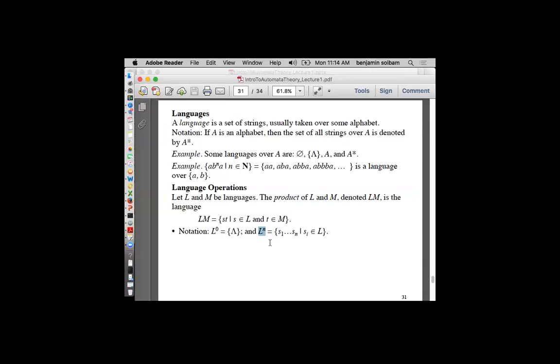You basically concatenate n words or strings from that language. Let's say the language has something like this: A, B, C, A, or something like that. Now you can start seeing the complexity. If I do L to the power n, what does that mean? Let's say L to the power 2; n can be replaced by 2.